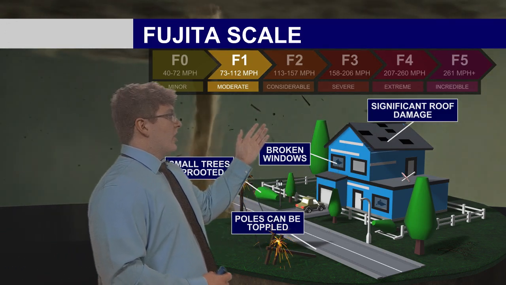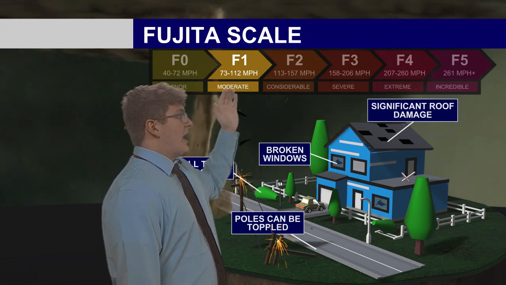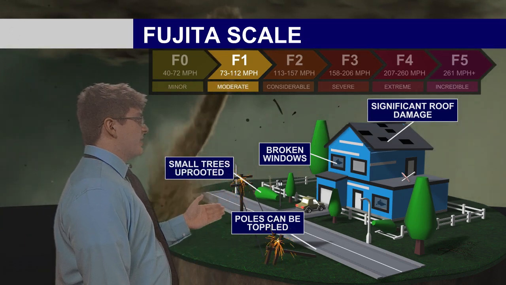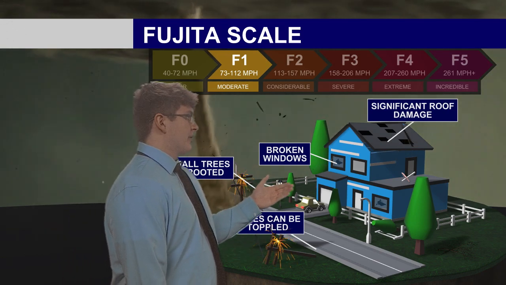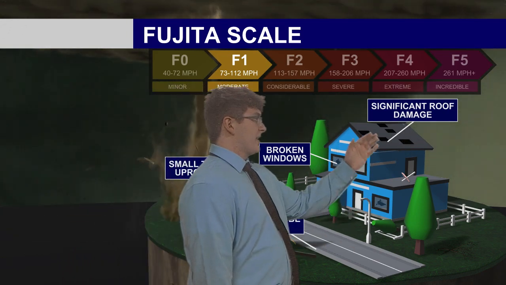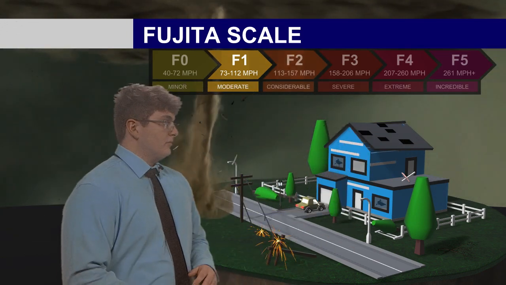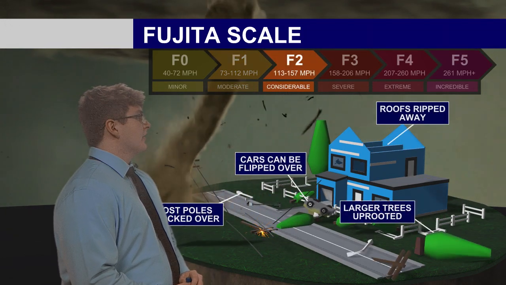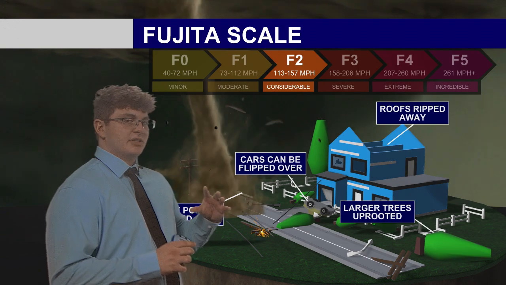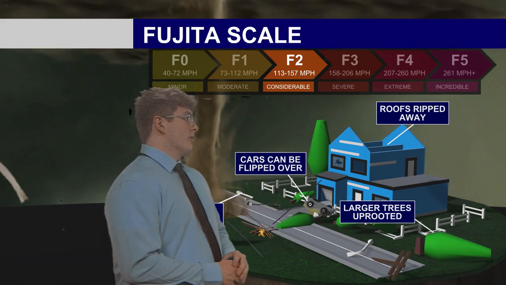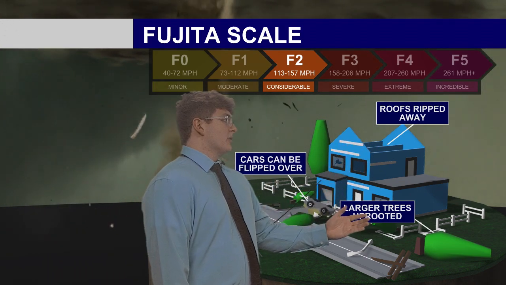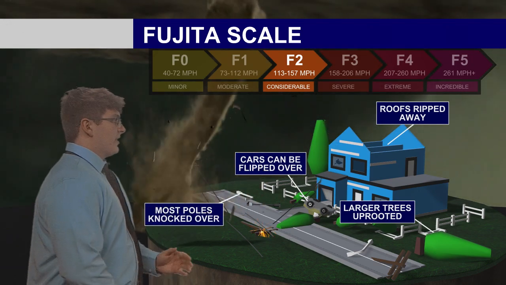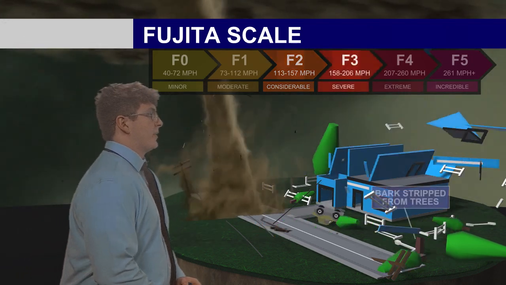As we see in our F1, we see 73 to 112 miles an hour. This is more of a moderate tornado. We can see that this is small trees being uprooted, poles can be toppled, of course broken windows, and significant roof damage as well. As we get into the F2, we can see 113 to 157 miles an hour. This is more of a considerable tornado. We can see roofs being completely ripped away, larger trees being uprooted, cars being flipped over, and of course most poles are being knocked over as well.